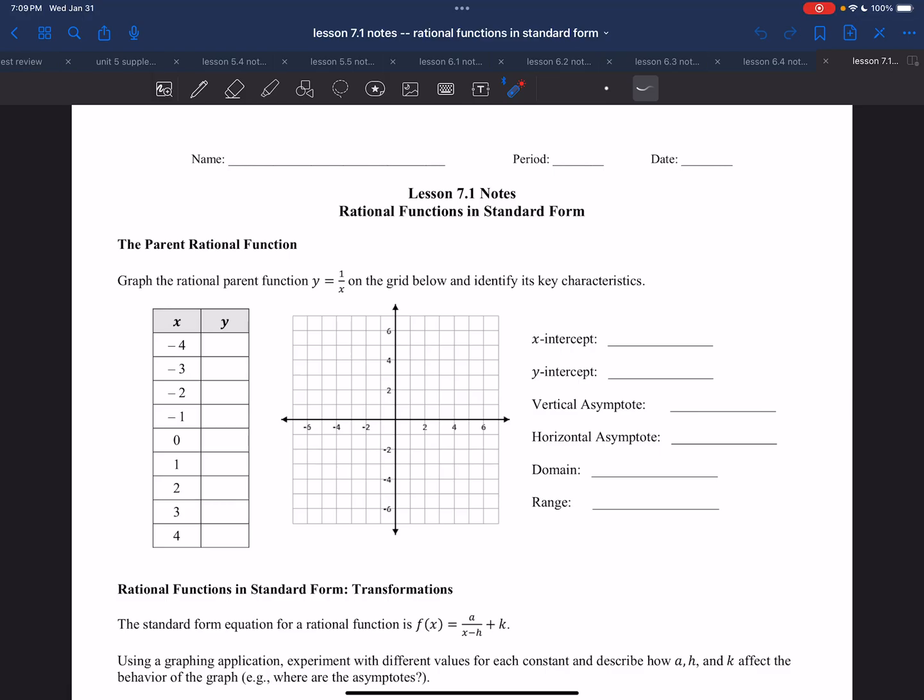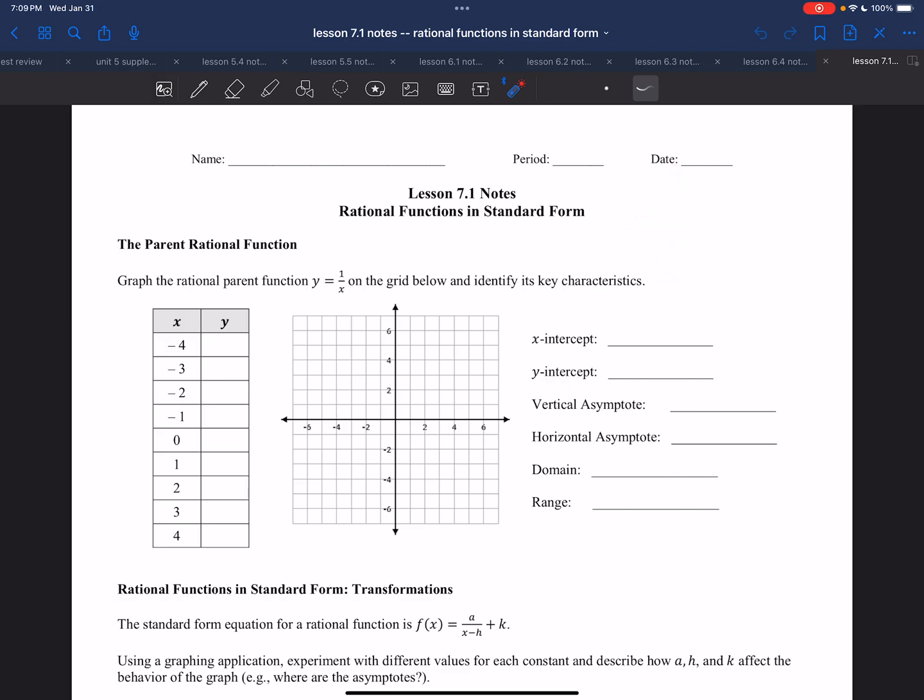Hello, and welcome to the start of Unit 7. Unit 7 is about rational functions. In this lesson, 7.1, we're going to take a look at the parent rational function. You can actually see that right there. It's talking about 1 over x and its transformations.